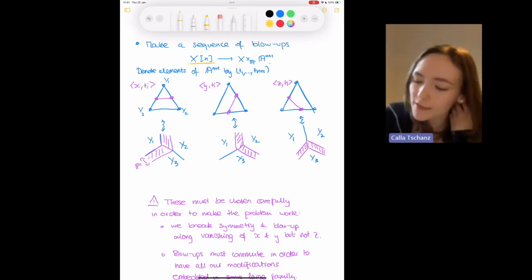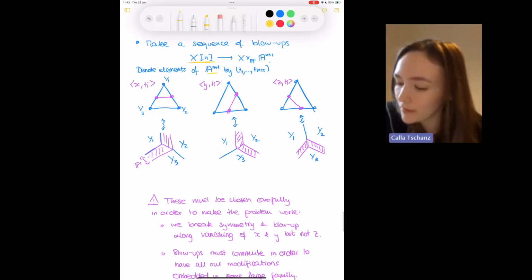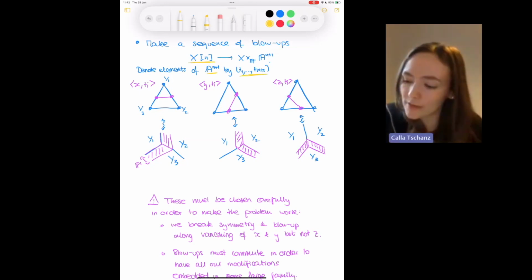Okay, so essentially the blowups that we make are the following. So if we have an element in this enlarged base, we call its entries Ti.